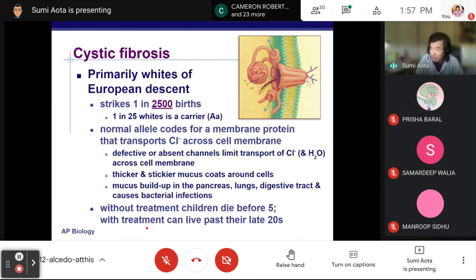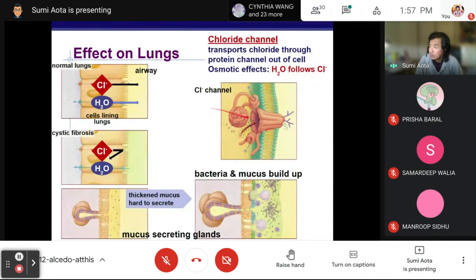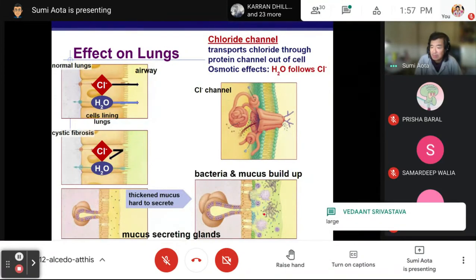Without treatment, children will usually die before age 5. With treatment, they can live past their late 20s. Okay, so this is basically the impact, right? The mucus builds up so thick, and you get all these bacteria building up on these mucus secreting glands. And obviously, if this builds up in the respiratory tract, it's going to be really easy to get some kind of lung illness like pneumonia or anything along those lines, which is problematic. And with the mucus buildup, what's it going to do to the diffusion distance for oxygen and CO2 here in the lungs? Yeah, larger, making it harder to breathe.